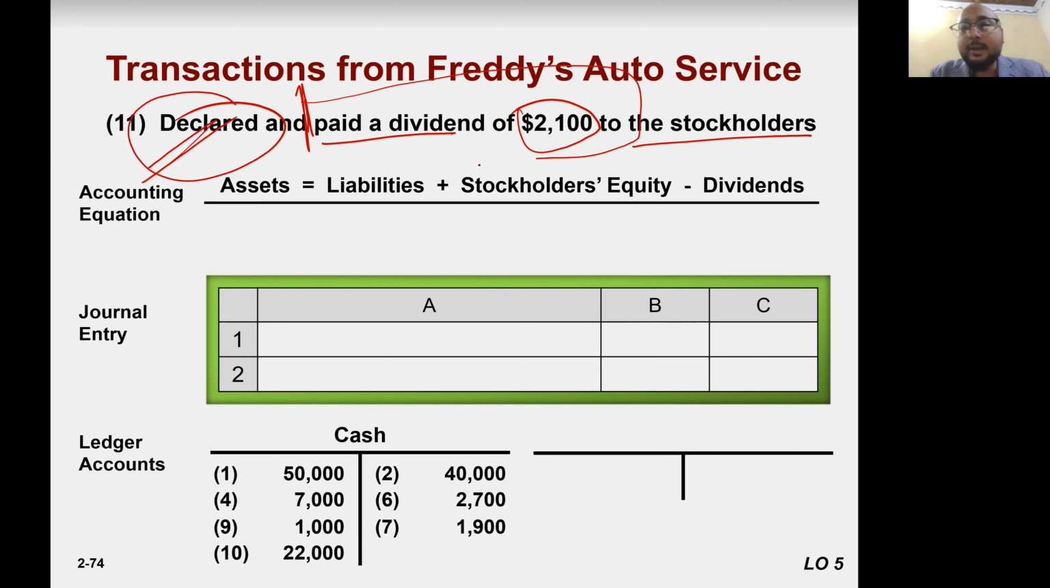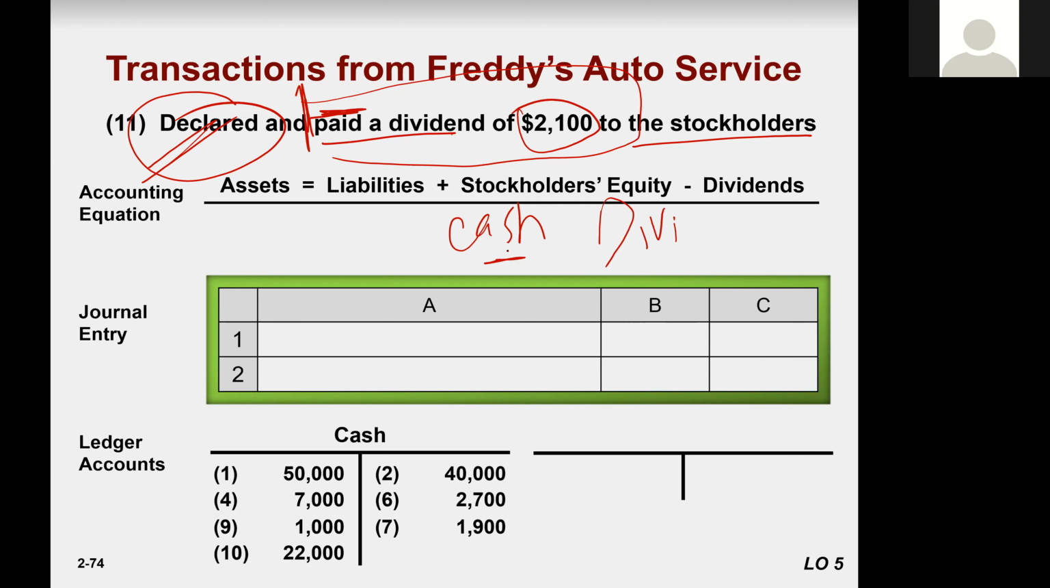So when dividend is paid, what is the entry? What are the two accounts? Cash and dividend. Well done. Cash increase or decrease? It's paid. Decrease. Decrease means credit. Dividend increase or decrease? Increase. So dividend increase means debit.